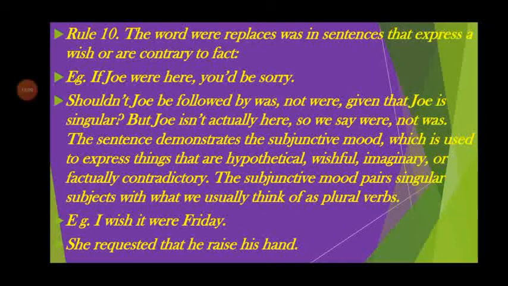The sentence demonstrates the subjunctive mood, which is used to express things that are hypothetical, wishful, imaginary, or factually contradictory. The subjunctive mood pairs singular subjects with what we actually think of as plural verbs. Example: I wish it were Friday. Because it is not Friday, it is Saturday or Sunday. So we cannot change the day. It is not possible. It is hypothetical. It is simply imaginary, or it is not factual.